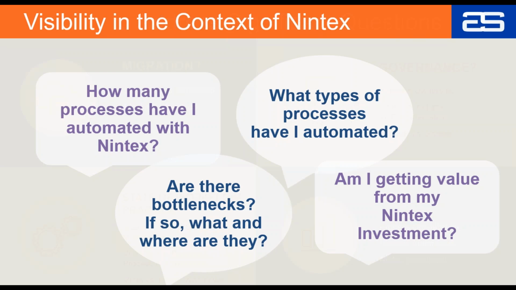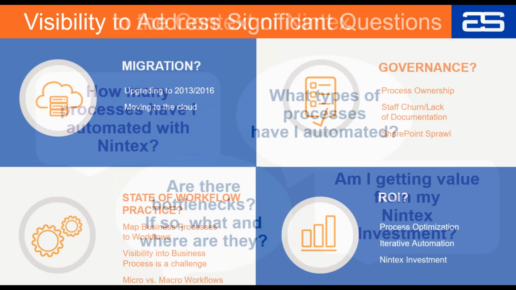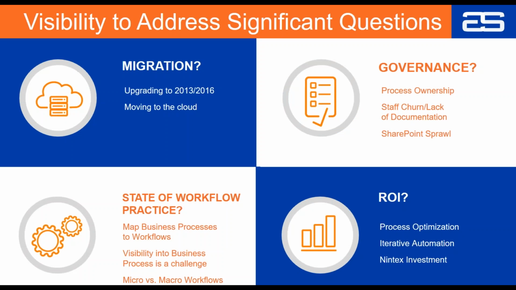The visibility that you gain from Hawkeye should help you to address significant questions. So to further illustrate the possibilities, let's talk about a few scenarios in which Hawkeye can provide some really great value. First of all, migration. Whether you're upgrading to 2013, 2016, or making the move to the cloud, you not only need to know how many workflows you will be migrating, but where they all reside. Also, who built those workflows? Who owns them now? Is that person still around?